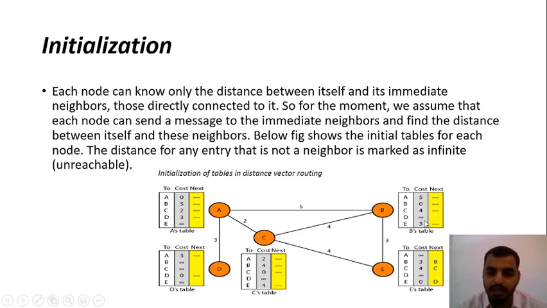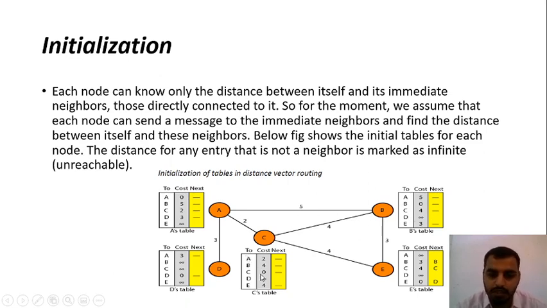So we wrote it as infinite. And the next one is B to E. What is the distance between B to E? The distance between B to E is 3. So in this way we constructed the table for A, and we constructed the table for B.